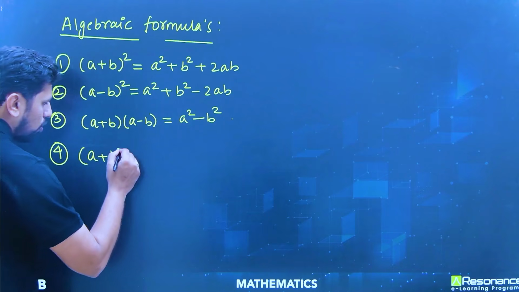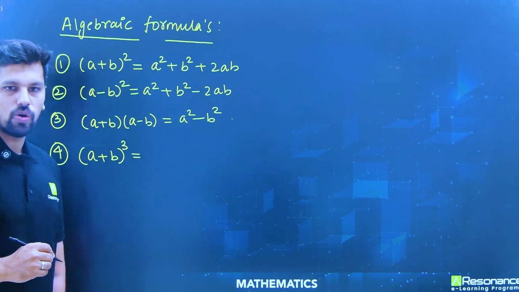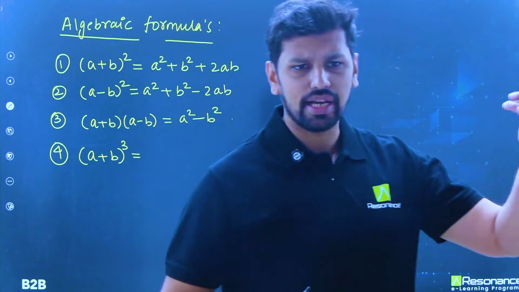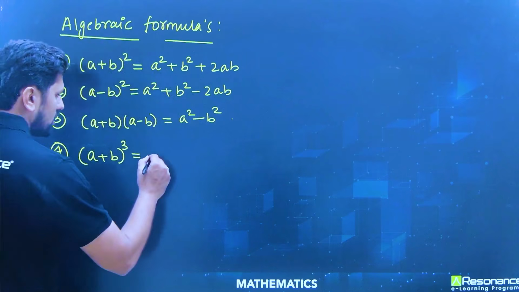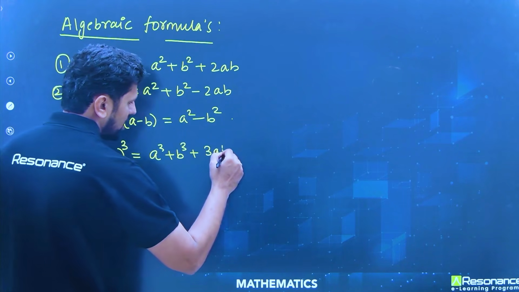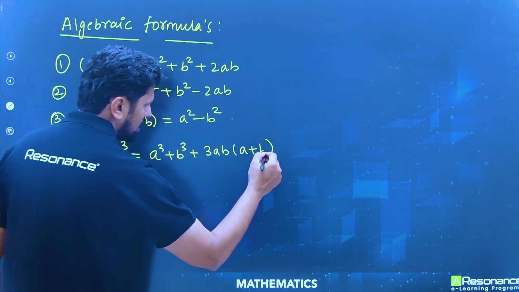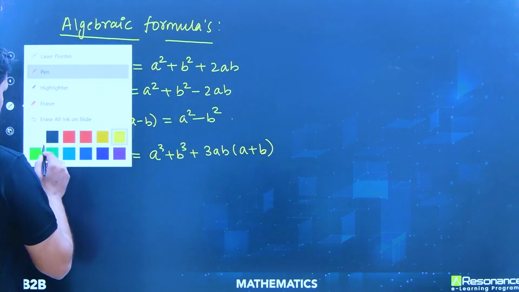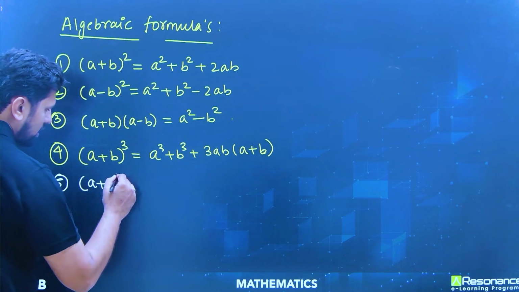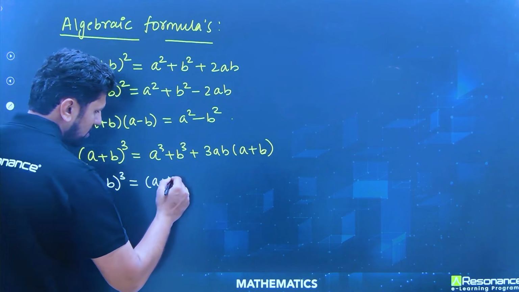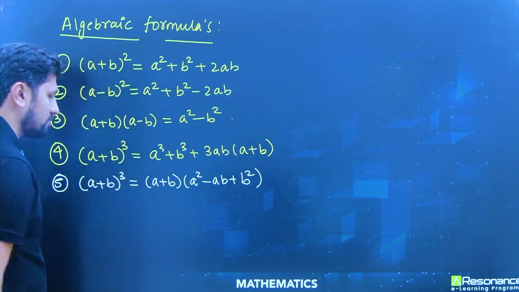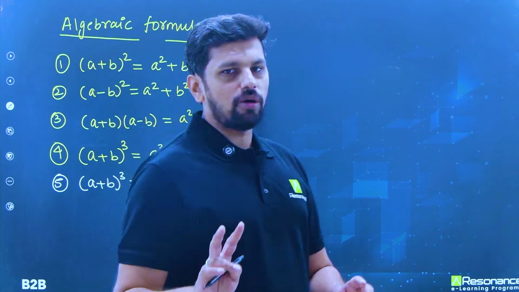(a plus b) whole cube. (a plus b) whole cube has two different formulas. Okay? One which we have already learned in class 8th, 7th also, that is a cube plus b cube plus 3ab into (a plus b). Okay, and another formula is (a plus b) into (a square minus ab plus b square). Okay, like two formulas are there.